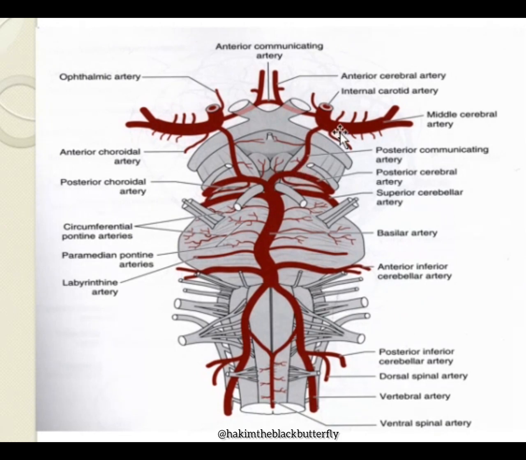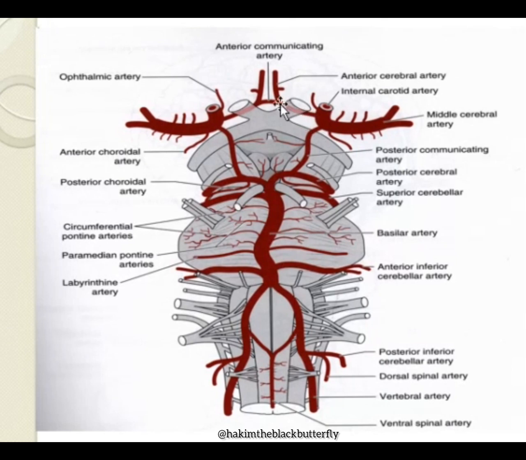Now, the middle cerebral artery is going to go to the lateral aspect of the cerebral hemisphere to supply the lateral aspect of the cerebral hemisphere. Around there, we have part of the frontal lobe, part of the parietal lobe, part of the temporal lobe. So the middle cerebral is going to go and supply the lateral aspect of the cerebral hemisphere.